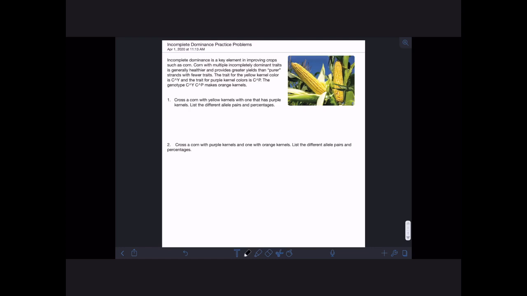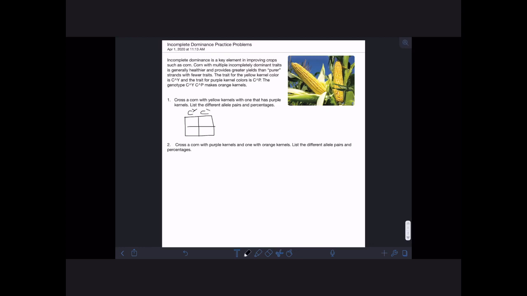Now, this is a practice problem on incomplete dominance, and it's about corn, and it goes like this. Incomplete dominance is a key element in improving crops such as corn. Corn with multiple incompletely dominant traits are generally healthier and provide greater yields than pure strands with fewer traits. The traits for yellow kernel colors are CY, and the traits for purple kernel colors are CP. The genotype CY-CP makes orange kernels. Cross a corn with yellow kernels with one that has purple kernels. List the different allele pairs and percentages.